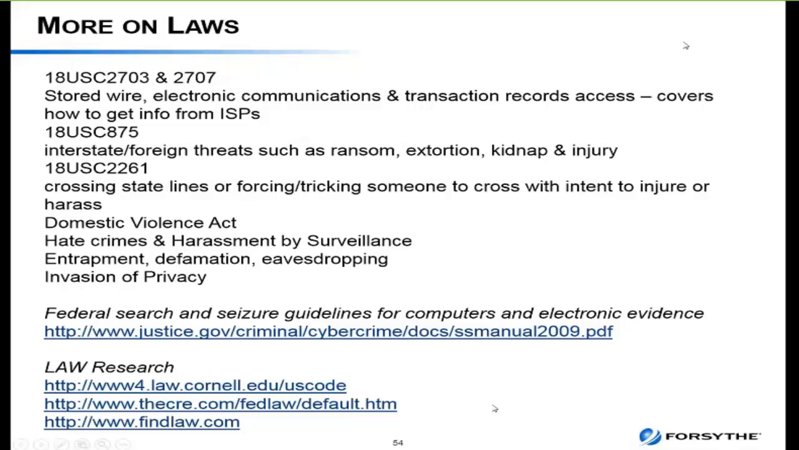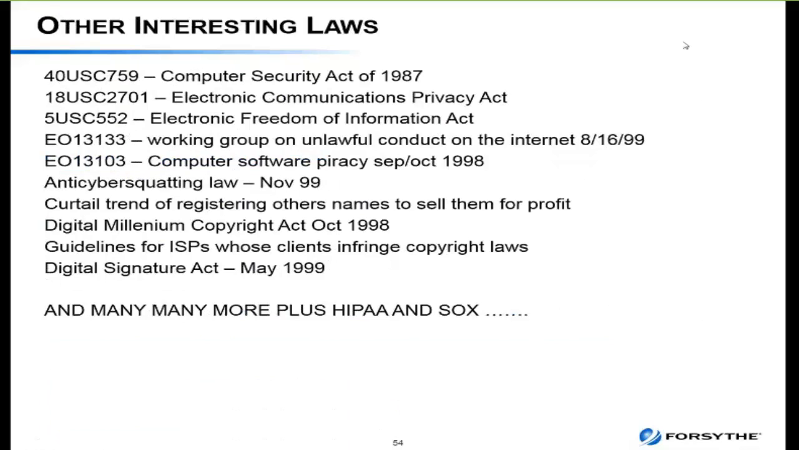I also put a couple of links down here, in particular the Federal Search and Seizure Guidelines. If you're gathering electronic evidence, this is a good one to read because it actually has the rules for doing so. And then I just have a bunch of other useful ones here. And of course you have things like HIPAA and SOX and so on.